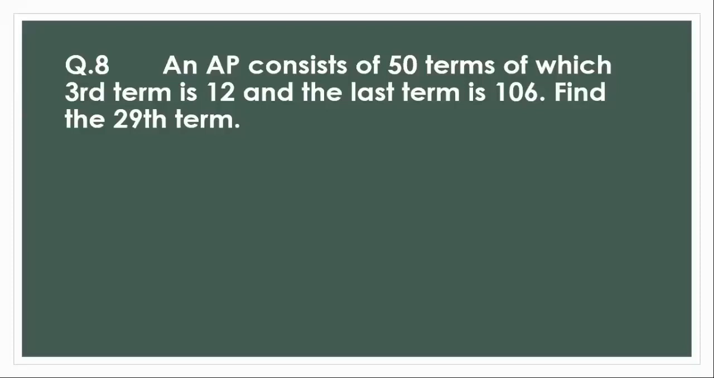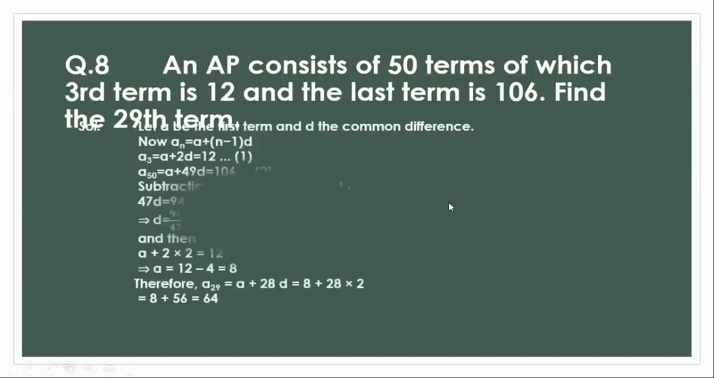Next, find the 29th term, which means A29. A29 is equal to A plus 28D. Before going to that, first find the A value. Once you get the D value, apply that value in any one of the equations, A plus 2 into 2. The value of A is 8, ma'am. Yes, substitute the D value in equation 1 or equation 2.